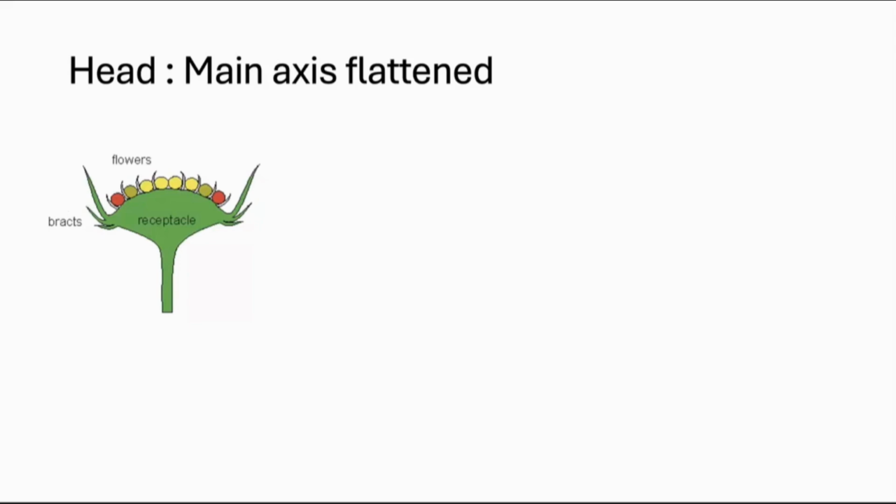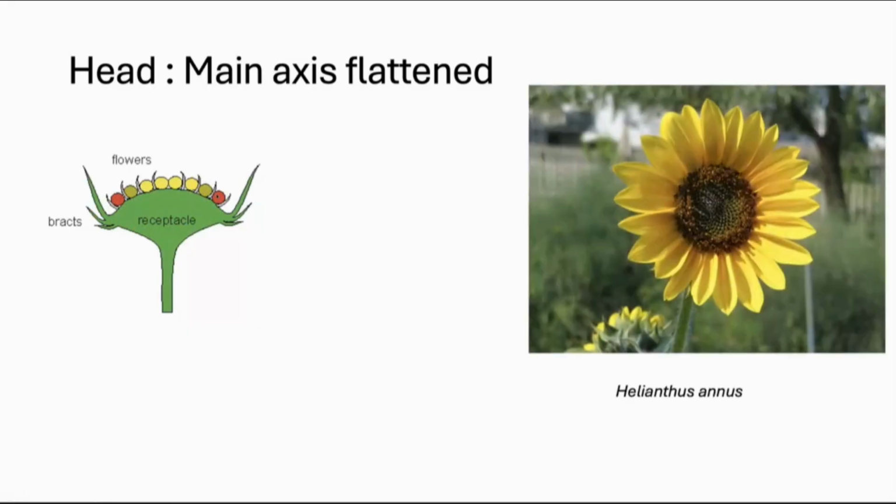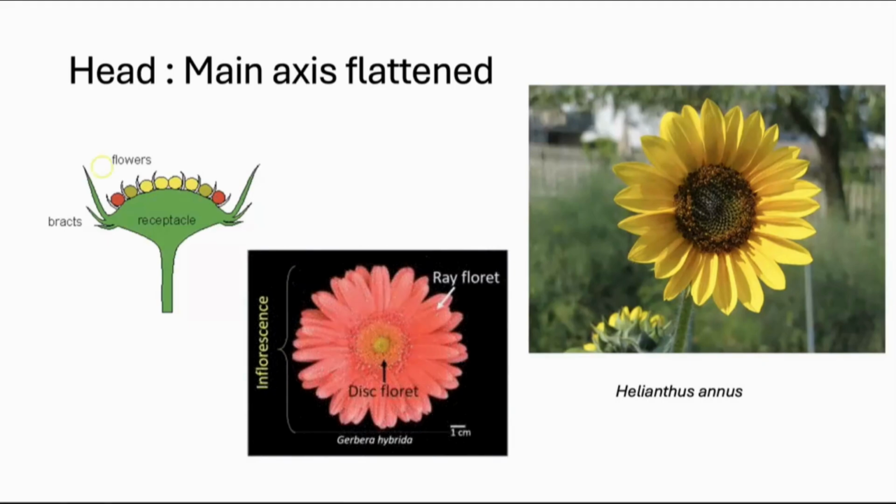The next one is head. Here in the head region you can see the flowers get attached to the main axis. They don't have a different stem which will be attached to the main axis. It is attached directly with the main axis at the head region. Okay, so we call this type of inflorescence head inflorescence, and the example for this is sunflower, Helianthus annuus, and here you can see Gerbera hybrida. Inside you can see the disc floret. This one we call the ray floret, the colored one.